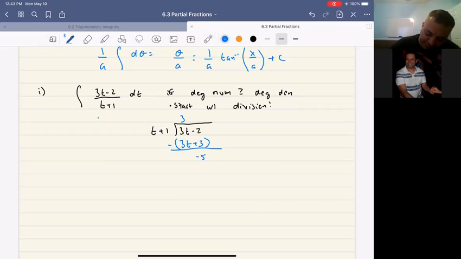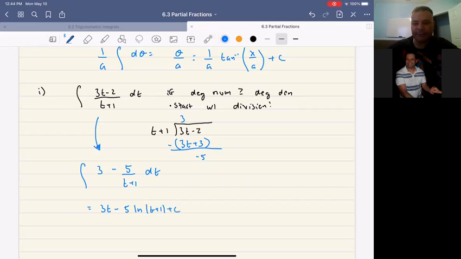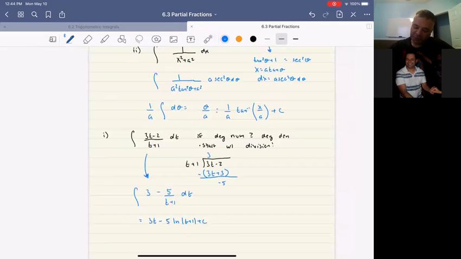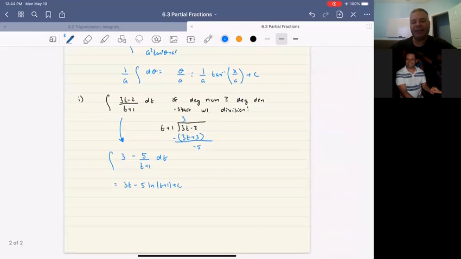Okay, so what do we get? We get this equals the integral of 3 minus 5 over t plus 1 dt. So that gives us 3t minus 5 natural log of the absolute value of t plus 1, plus c. Okay, so far so good. Let's take it to the next video.